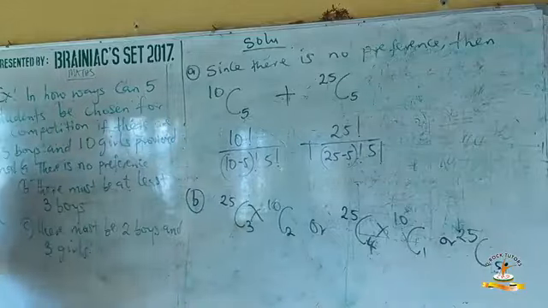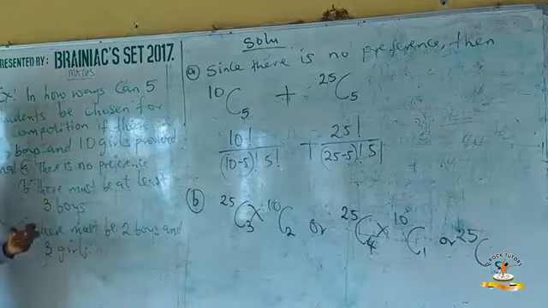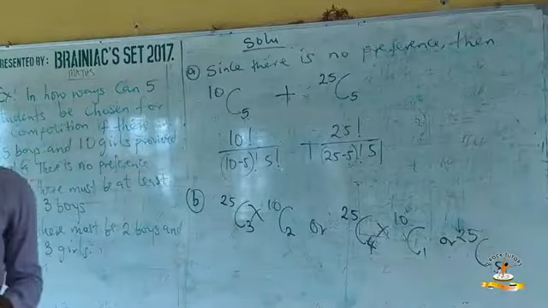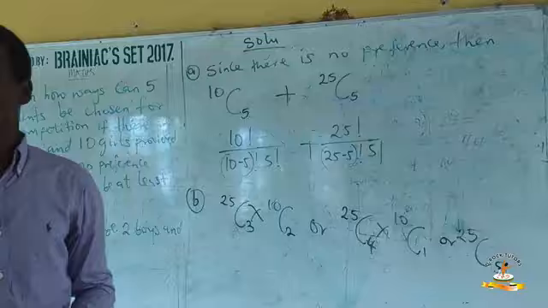The second one says at least 3 boys. At least 3 boys means what? We should not have less than 3 boys.